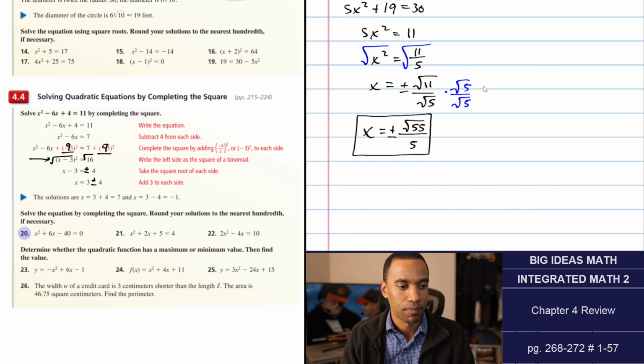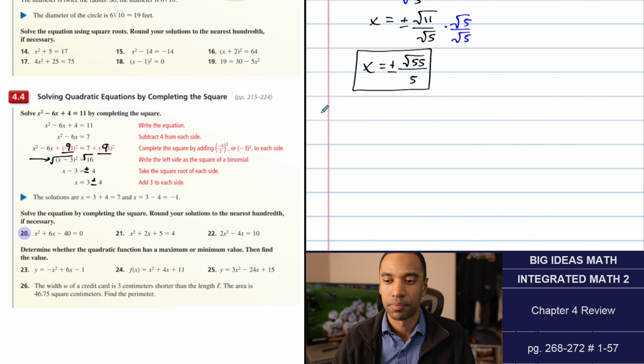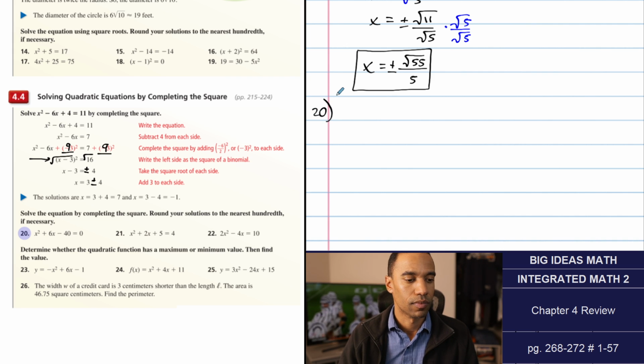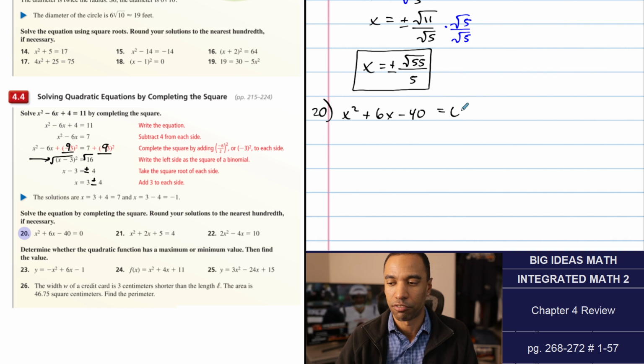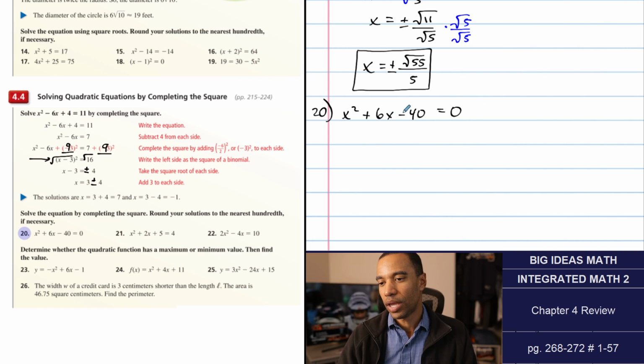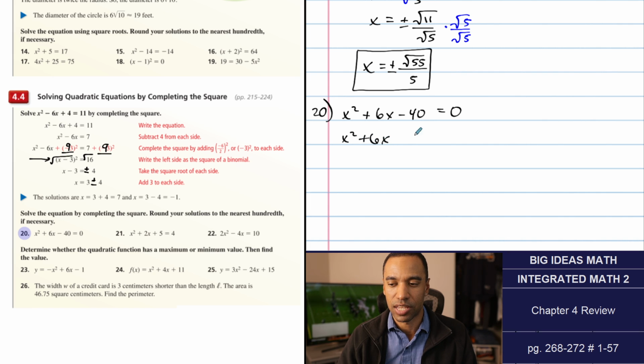Let's do more of the same, starting with number 20. Number 20, round solutions to nearest hundredth if necessary. I'm going to first write an exact answer before I do that, and you probably won't see me write stuff in the calculator for it, but I'm going to go for it. Okay, same thing as before. In fact, it's the same number in essence. It's a positive 6x instead of a negative 6x, but I'm going to complete the square here.